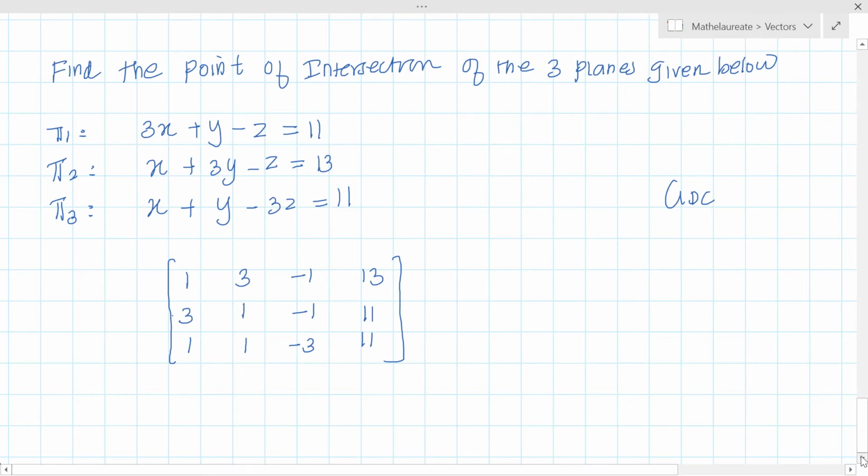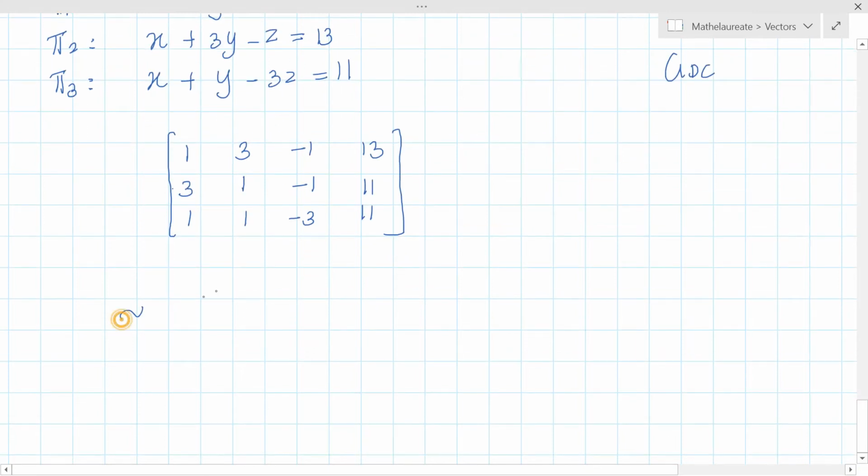Your choice. Okay, so my aim is to make this term 0 in the second row and the first term in the third row 0 in the next matrix by using the row reduction method. So my first row remains the same. You write that as it is: 1, 3, minus 1, 13.